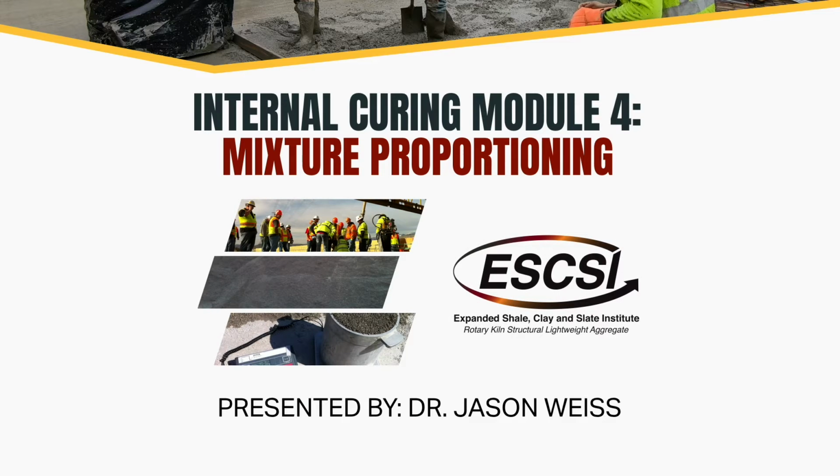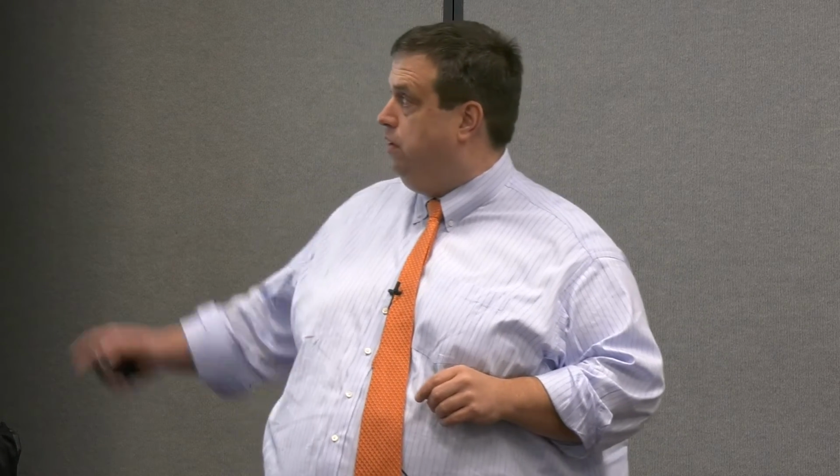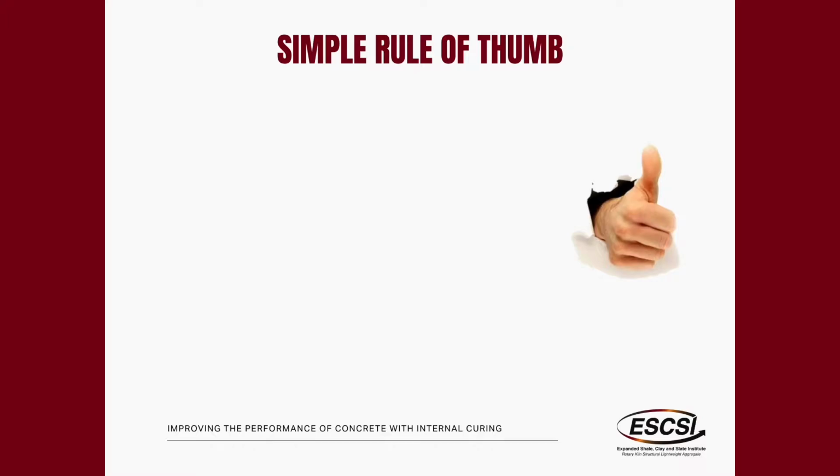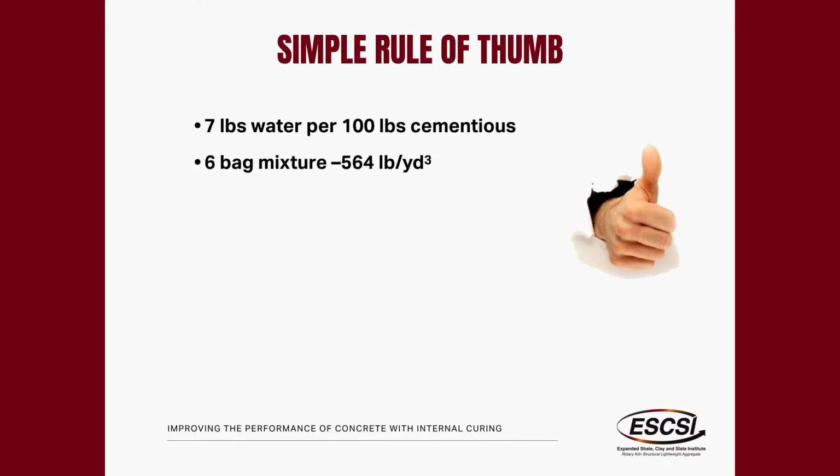We talked a little bit about self-desiccation, but basically what we're trying to do is figure out how do we calculate the amount of water that's in the system. The simplest way to do this, if we want to just follow this rule of thumb, is we've got 7 pounds for every 100 pounds of cement in the system. A 6-bag mix is 564 pounds. 7 times 564 divided by 100 means we need 40 pounds of water.